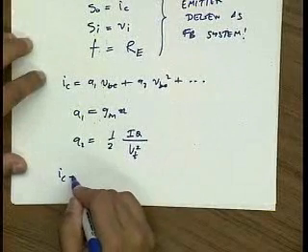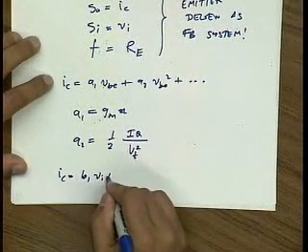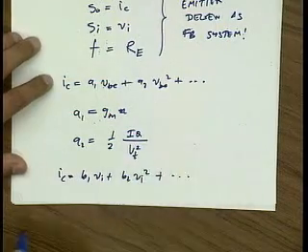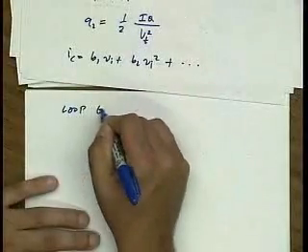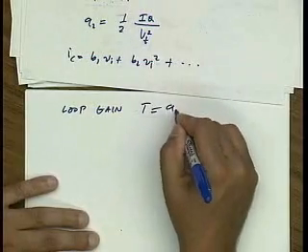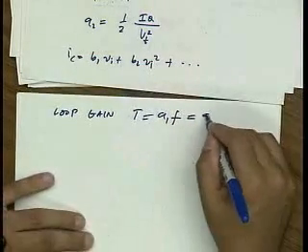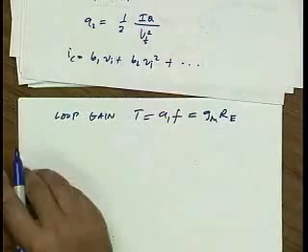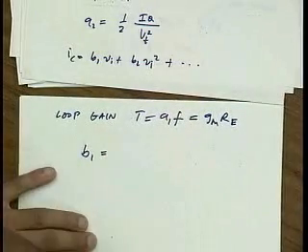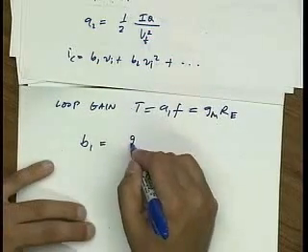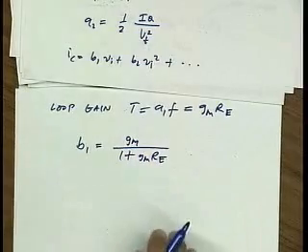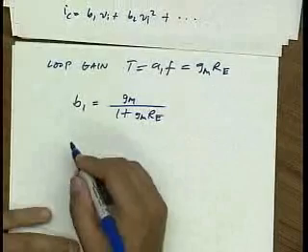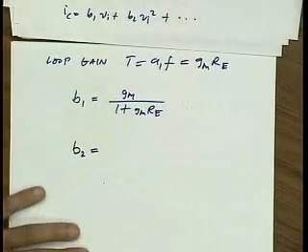Now we know with feedback, IC is B1 V input plus B2 V input squared. And the loop gain T, which is A1 F, where A1 is GM and F is RE, so it's GM RE. So my B1 coefficient is A1, which is GM, divided by 1 plus T, which is 1 plus GM RE. Now that's a no-brainer. We knew that from linear analysis. But what's more interesting is B2.